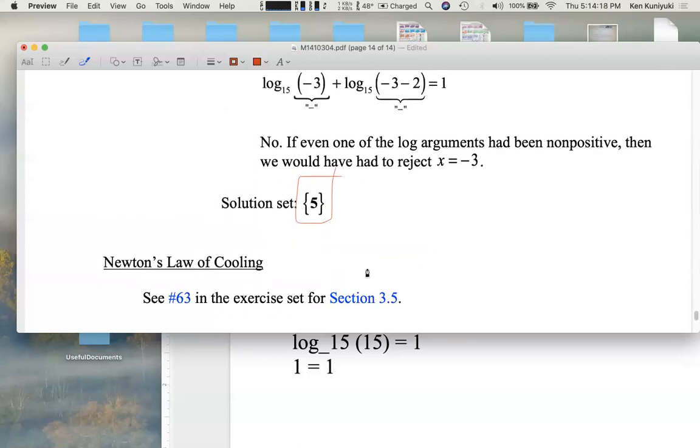Okay. So that is chapter 3 on exponential and log functions and equations and models. Next up, trig.